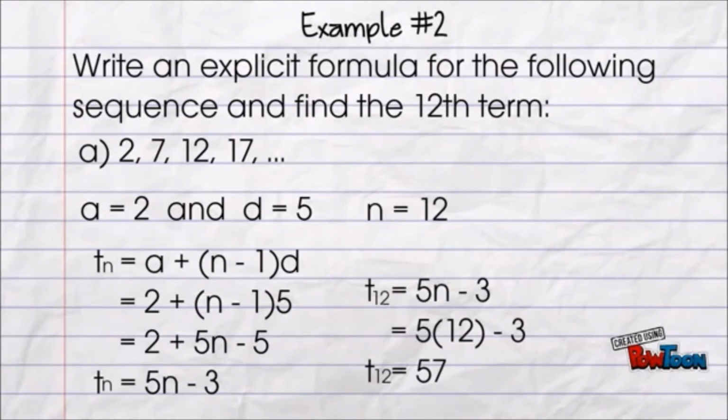Then we substitute 12 as n into the explicit formula 5n minus 3 to get a total of 57. Therefore, the explicit formula for this sequence is 5n minus 3, and the 12th term for the sequence is 57.